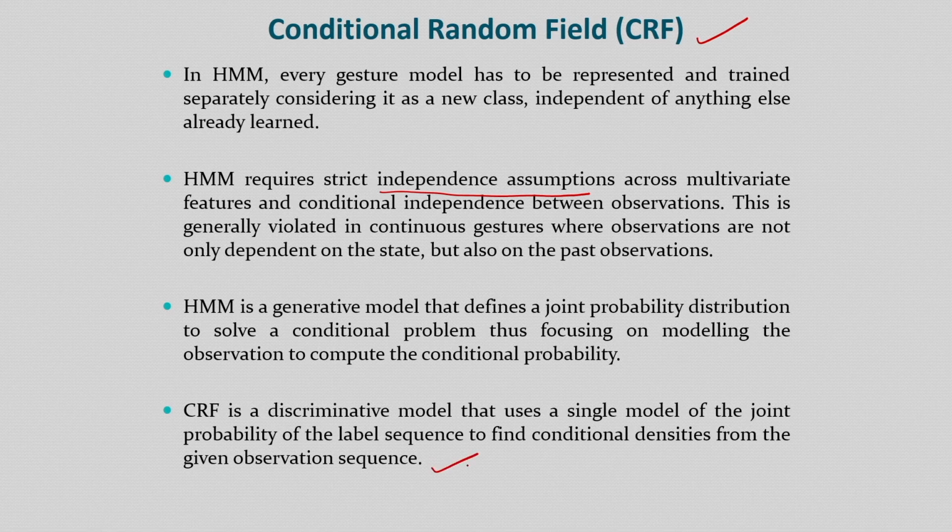So the main concept of the CRF is that it is a discriminative model, and it uses a single model of the joint probability of the label sequence to find conditional density from the given observation sequence. This concept you can also see in the research papers. I am just mentioning the concept of the hidden Markov model and the conditional random field.